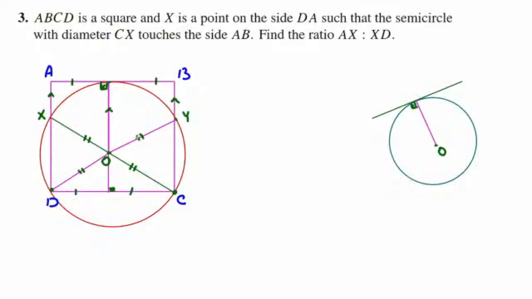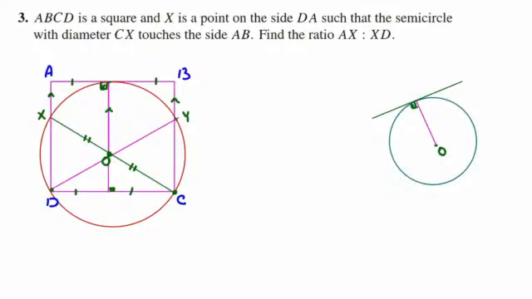So by symmetry, you can say also this is diameter. Okay, exactly, because with respect to B and C, this circle is symmetric. Now we want what? We want AX over XD.